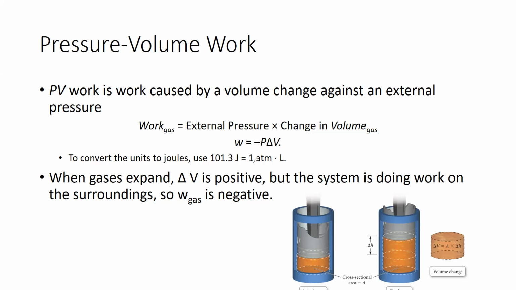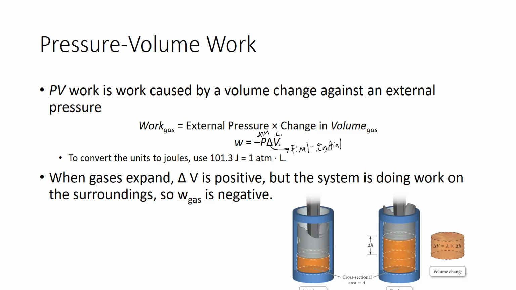Here, our conversion is 1 atmosphere liter. So doing this calculation, pressure should be in atmospheres. Your volume should be in liters. So 1 atmosphere liter is 101.3 joules. And just remember, this delta here is final minus initial. So it's final volume minus initial volume.